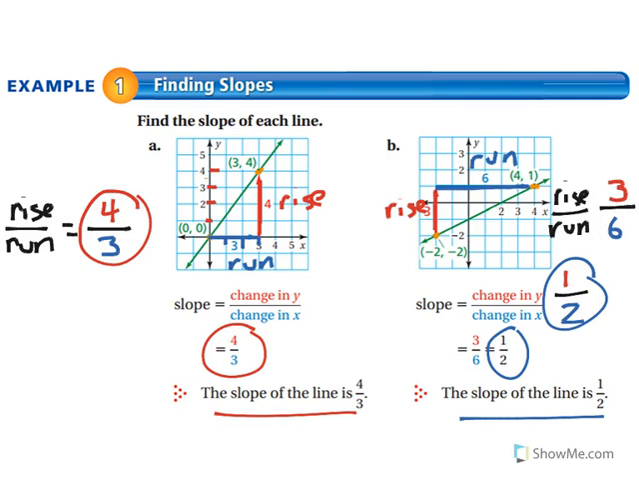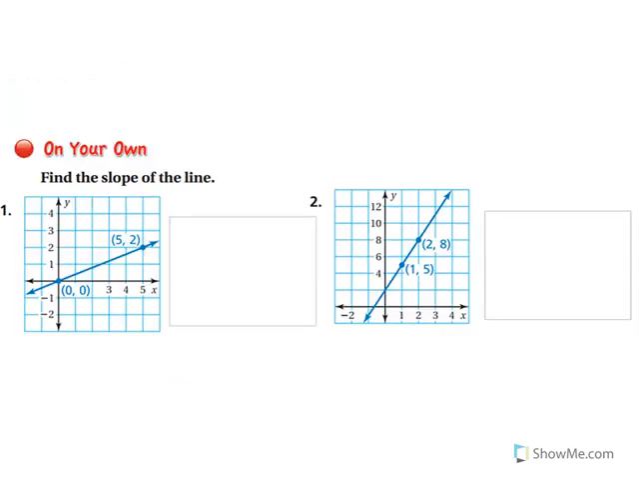So let's go ahead and move on to our first couple problems we're going to do on our own. In these two problems, you are going to find the slope of each line. That's all you're doing, okay? So take a few moments and see if you can do that. Okay, let's see how you did on these two problems.